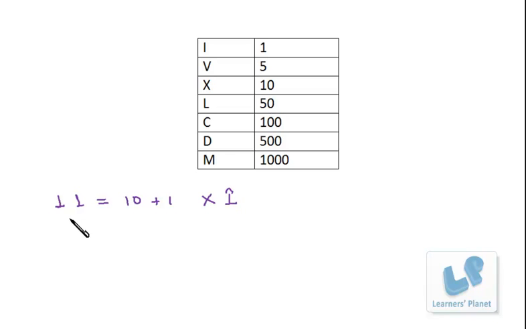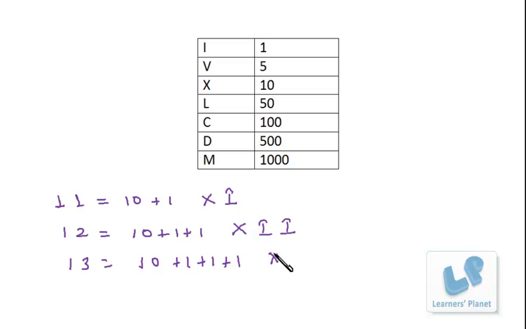So it's 11. Now 12, it is 10 plus 1 plus 1. So it's X, this one is I and this one is also I. So it's 12. Similarly 13: 10 plus 1 plus 1 plus 1, that is 10, 11, 12 and 13.